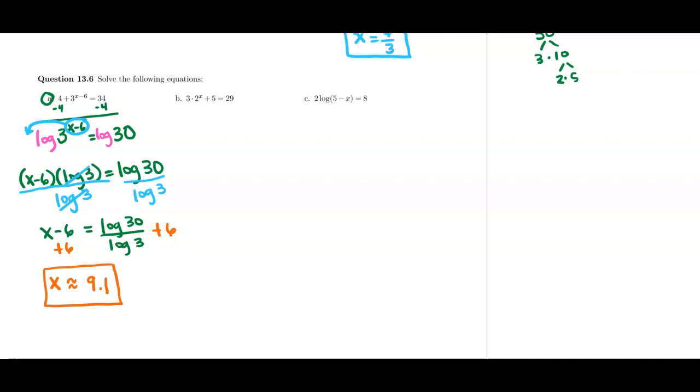So it really is just breaking things down little by little, step by step. What do I need to do to get x by itself? Okay, what do I need to do? Oh yeah, Braxton, you got this.